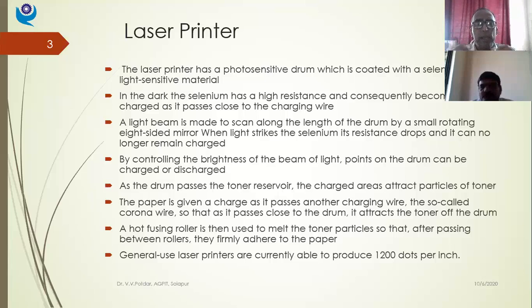The general use laser printers are currently able to produce 1200 dots per inch. See the resolution level. So the print quality that I get through my laser printer is much better than my inkjet printer or my dot matrix printer. So these are the benefits of my laser printer.